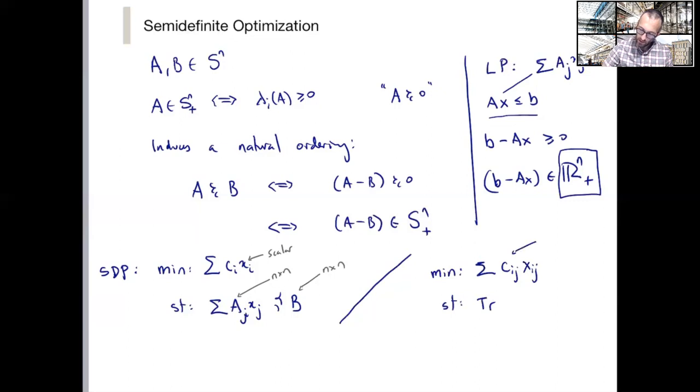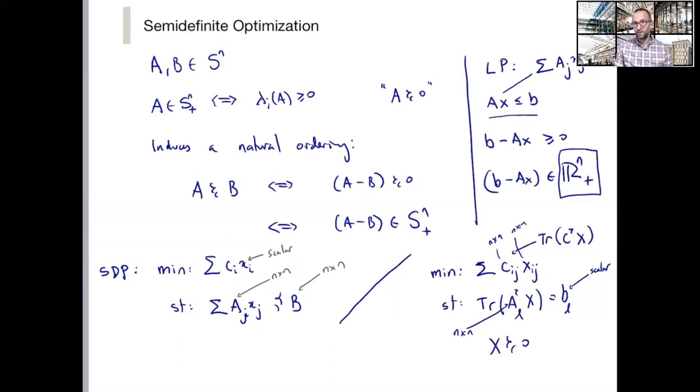and by the way, this is equal to the trace of C transpose X, where now C is an n by n matrix and X is an n by n matrix. Trace of A_l transpose X equals b_l. A is an n by n matrix, b_l is a scalar, and X positive semi-definite. So this mirrors the formulation minimize C transpose X subject to AX equals B and X non-negative for linear programming.